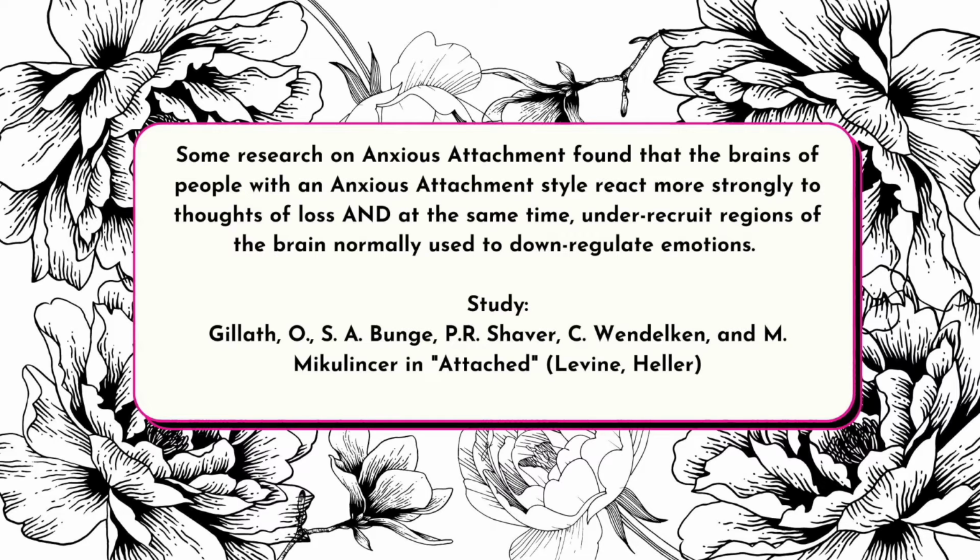And so what some of the research says is that the brains of people with an anxious attachment system react more strongly to thoughts of loss. And at the same time, so we're more triggered by what feels like rejection or loss or threat. At the same time, the regions of the brain that are normally used to help calm behaviors are under-recruited. What does that mean?